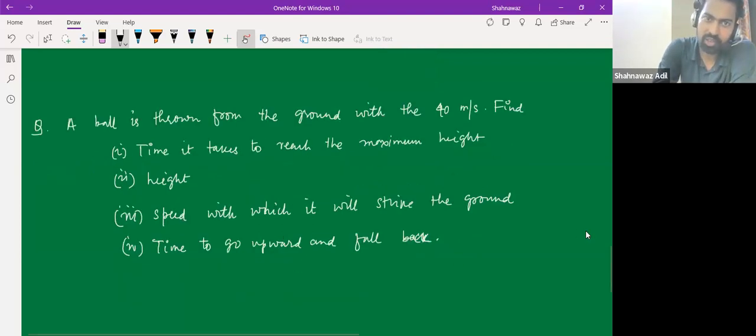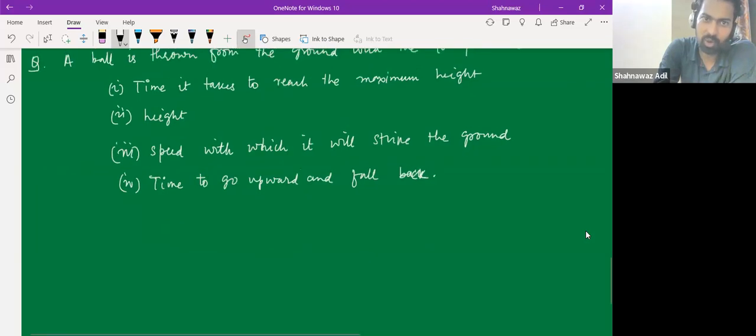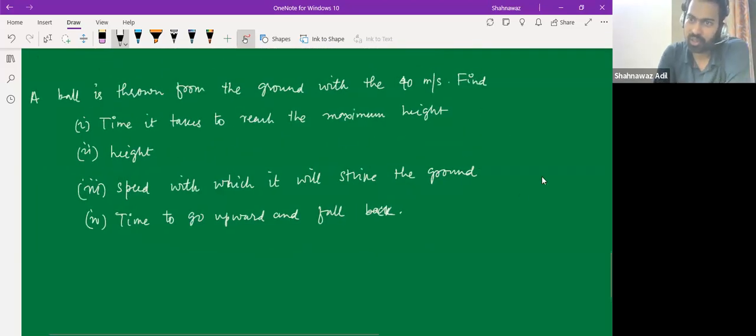A ball is thrown upwards and it reaches some height, with let's say t height time and with some initial velocity. Okay, and then it falls back. Let's say this is u, and it falls back with v velocity.